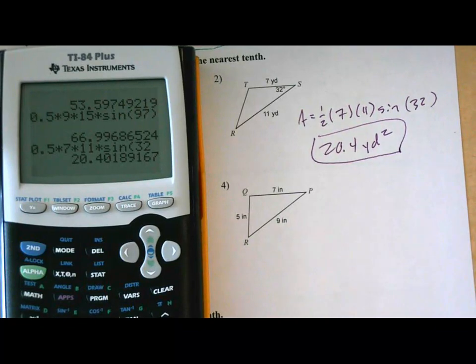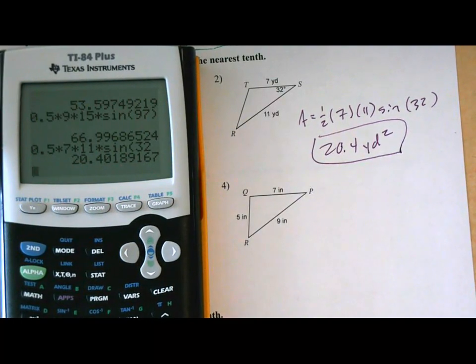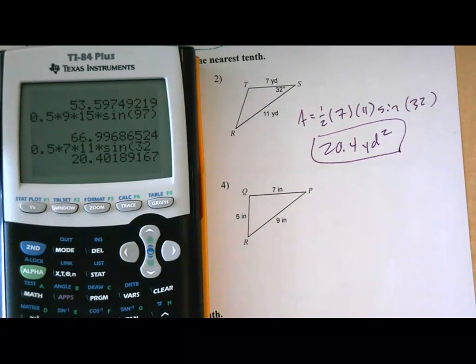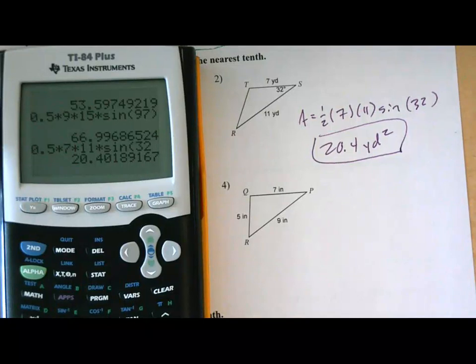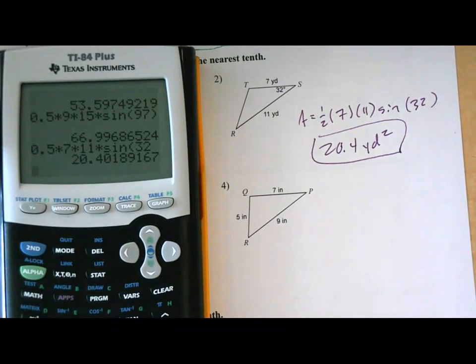27.8, is that what you guys had too? Nope. Okay. Check your mode and make sure you're in degree mode. You are? Typo maybe? Oh, yeah, you have 15 instead of 11. That 15 wants to be an 11.